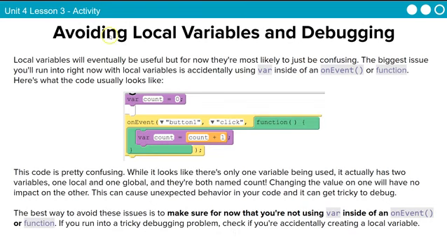Again, we just want to avoid local variables, especially when we're debugging. So make sure you're creating your variable outside the on event. Right here, they're creating a second variable with the same name inside the on event. This is going to give you a problem. This var should not be here. It should just say count equals count plus 1. We don't want this var inside here.